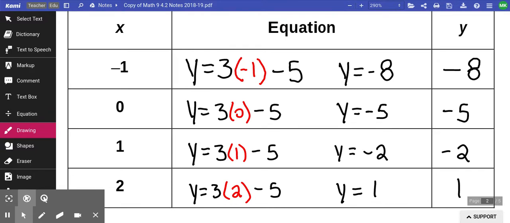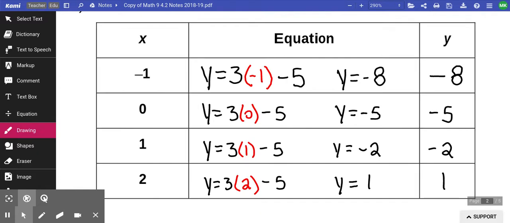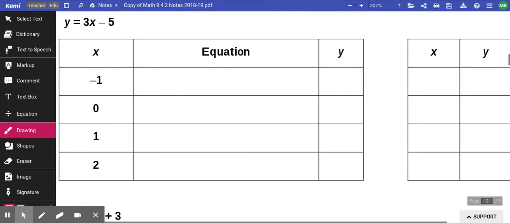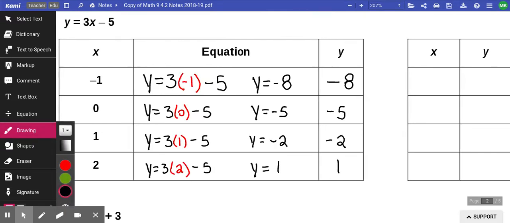On the board, I substituted in red all my x values, and then I've calculated my y values. These are inputs and outputs, so I could create a table of values from these things. You might have already done this, but the first one is -1, -8. That means that's a point on a graph. I have 0 and -5.